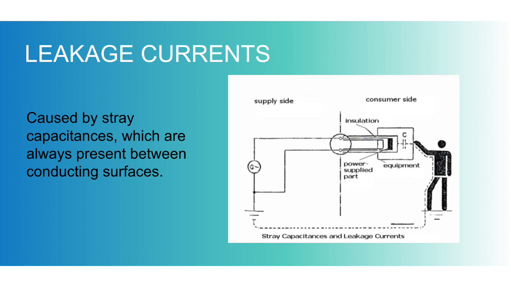Next is the leakage currents. These leakage currents are caused mainly by the stray capacitance. Stray capacitance is nothing but the unavoidable and unwanted capacitance that exists between the electric component and circuit due to the closeness.